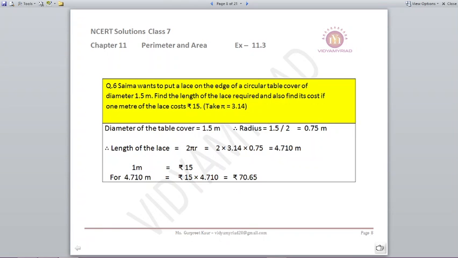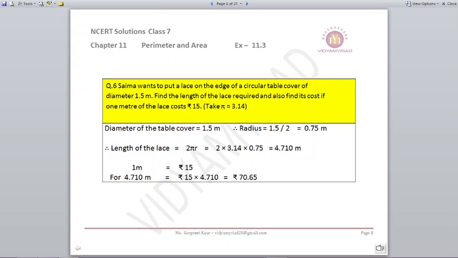Question number 6. Simon wants to put a lace on the edge of a circular table cover of diameter 1.5 meters. Find the length of the lace required and also find its cost if 1 meter of the lace costs rupees 15. Pi is to be taken as 3.14. Now, diameter is given to us as 1.5. So, radius will be 1.5 divided by 2, which is equal to 0.75.